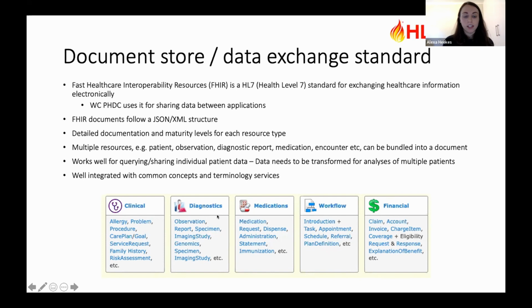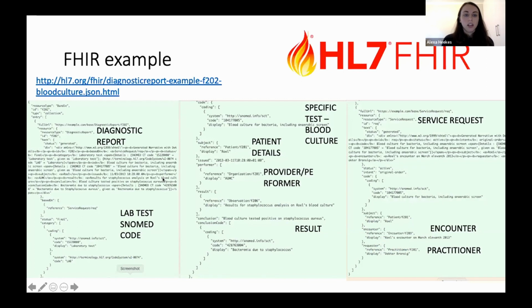Another advantage of FHIR is it's really well integrated with different terminology services and common concept methods. So this is an example of what a FHIR document looks like. I've put links as well. And this is what's called a bundle because it contains multiple resources. And one of the resources contained is a diagnostic report.